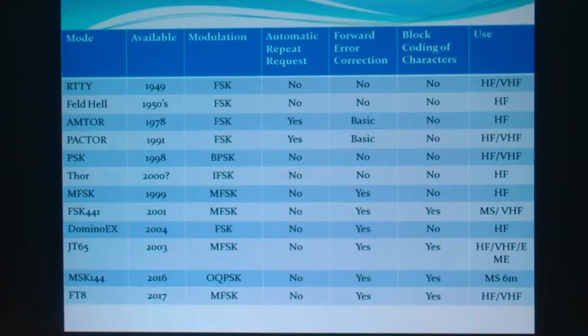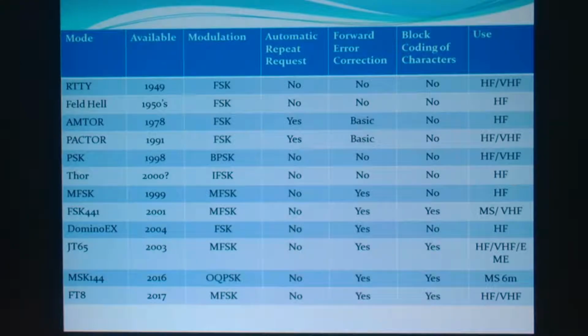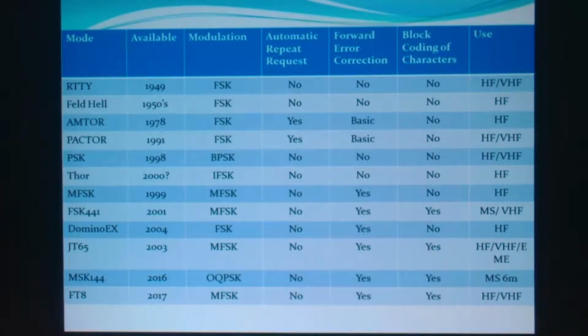So if you go down, the next one down, Thor, is very interesting. Again, as you can see, it's got no error correction, no block characters, no automatic requests. It's called IFSK. What that does is it sends data in 18 tones, but it doesn't measure the tone frequency as in FSK. It measures the difference in the tone frequencies. So the code is set up so that if you send a character, you never get two frequency differences that are the same. It's called incremental frequency shift keying.